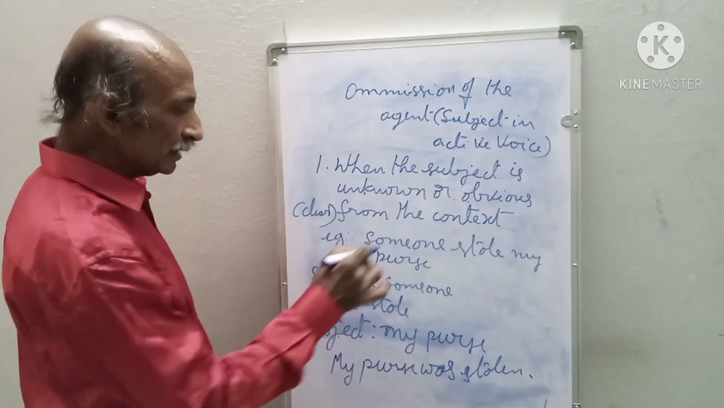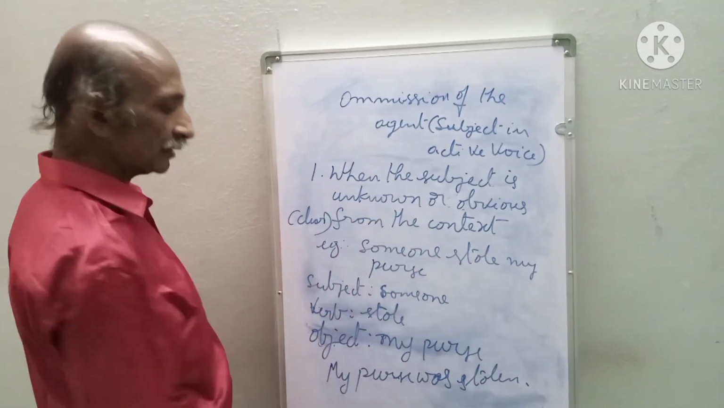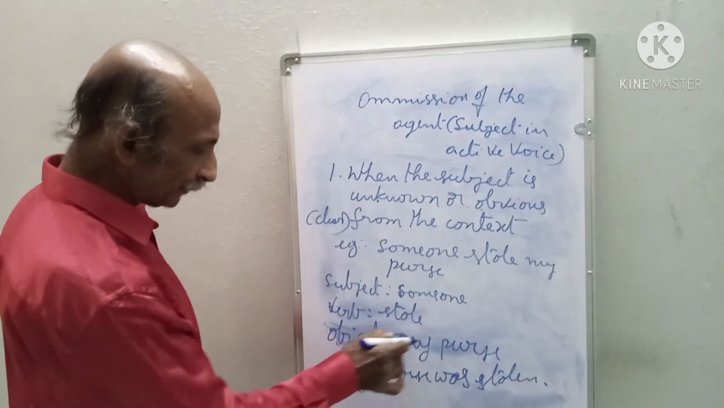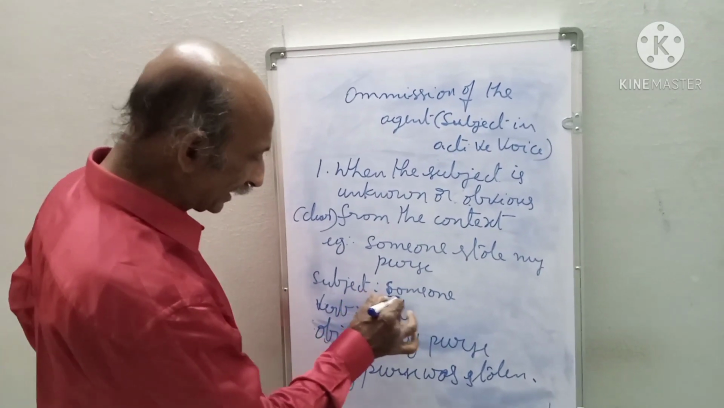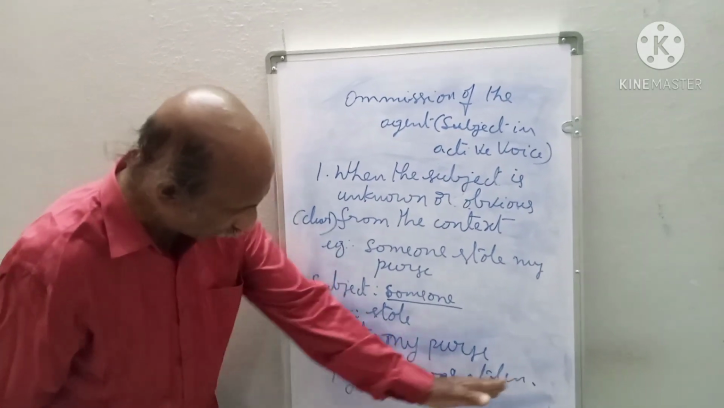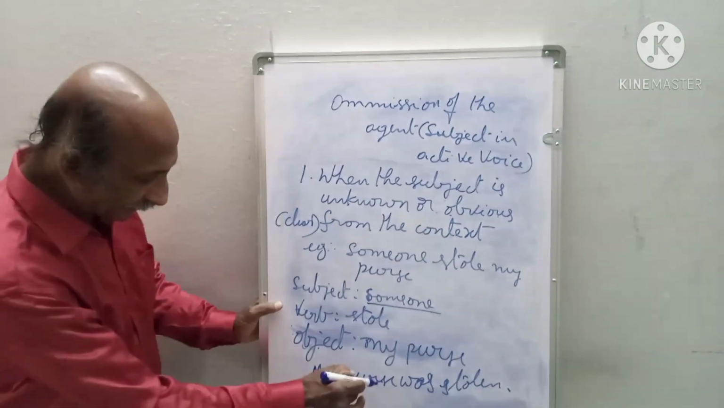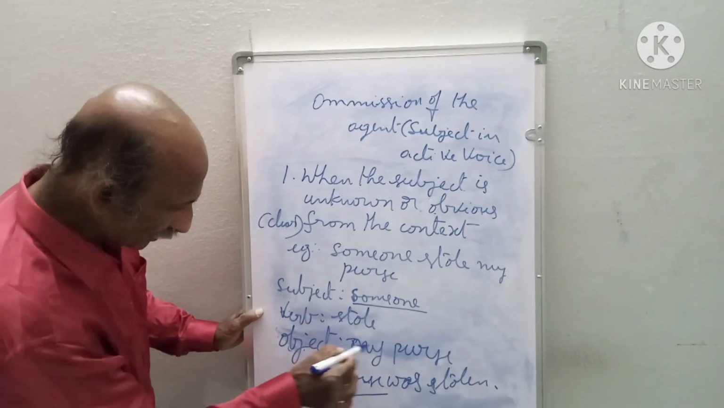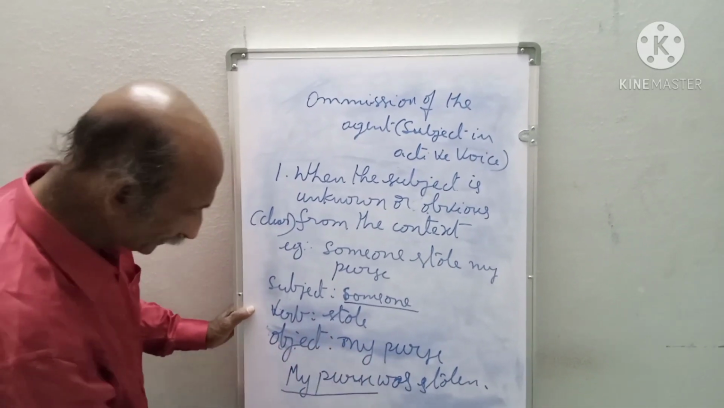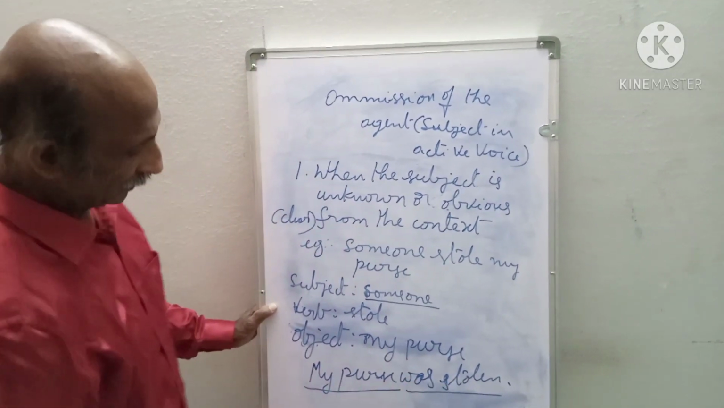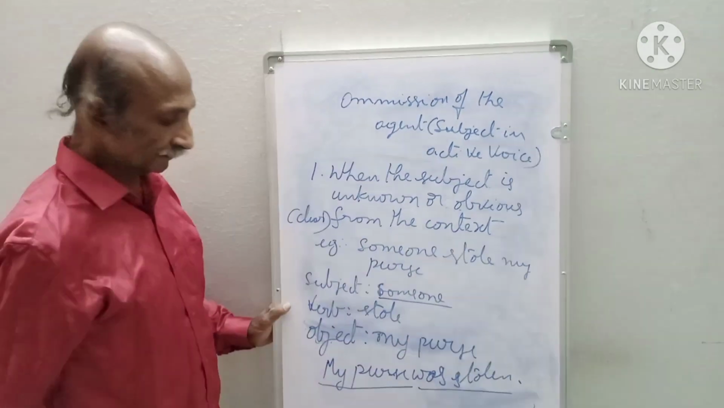For example, someone stole my purse. The subject is someone, the verb is stole, the object is my purse. Here the subject is unknown. So look at the sentence in passive voice here. I began the sentence with my purse, because the object becomes the subject. Was stolen, so that is the passive verb.